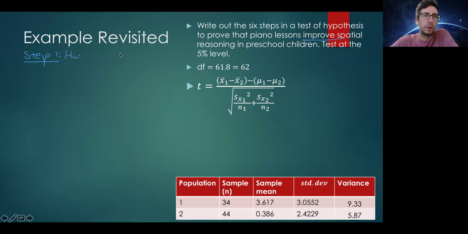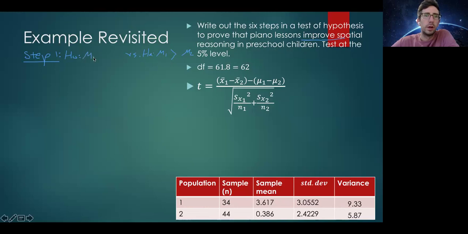So let's start with our HA. Just a reminder, the first population was the group that did have the piano lessons, right? So if piano lessons improve spatial reasoning, then on average, those students' scores who had piano lessons should be greater than the population of students who don't take piano lessons, right? So in our alternate hypothesis, we'll say that mu1 is greater than mu2.